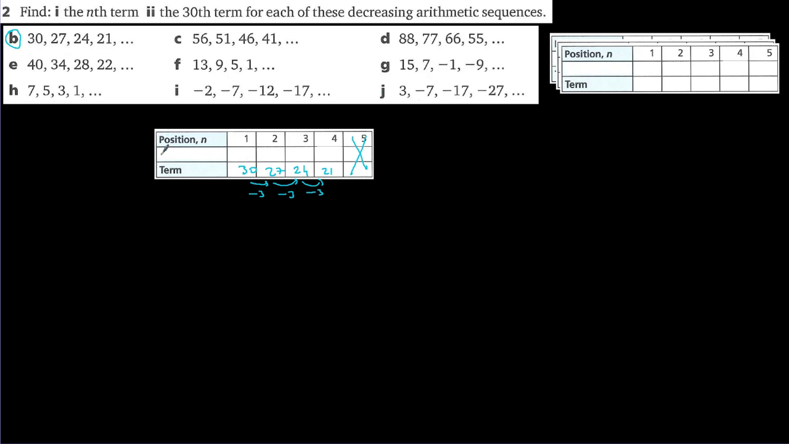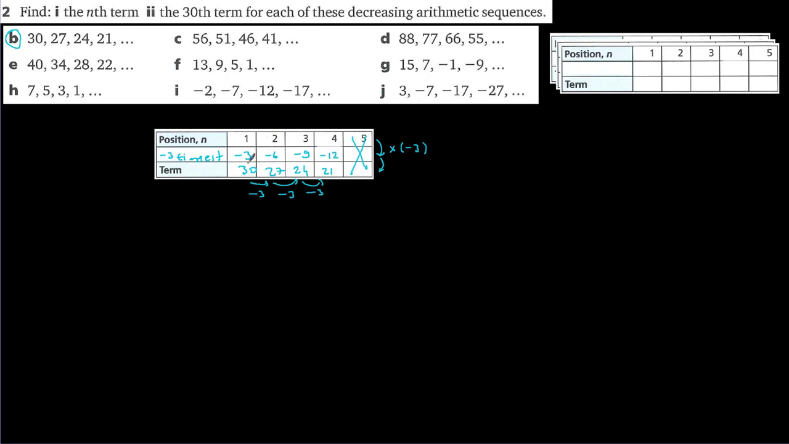So I'm going to make the minus 3 times table. It means I'm going to multiply by minus 3. The position numbers are 1, 2, 3, 4, so I'm going to multiply each of them by minus 3. Minus 3 times 1 is minus 3. Minus 3 times 2 is minus 6. Minus 3 times 3 is minus 9. Minus 3 times 4 is minus 12.